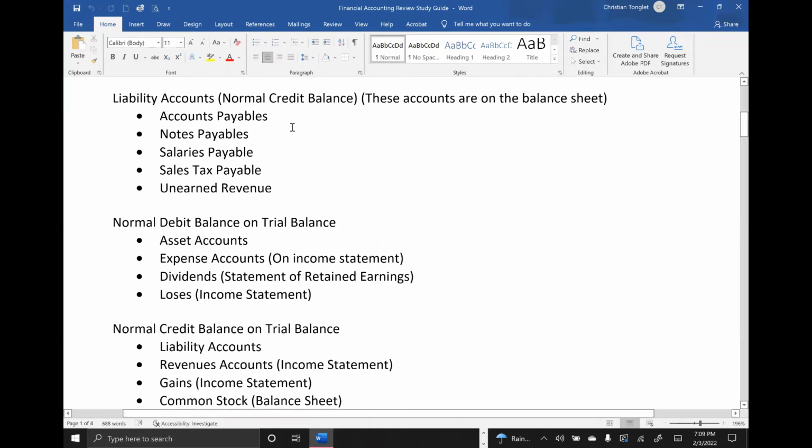And then we have the unearned revenue, which we talked about. Remember, unearned revenue doesn't have payable in it, but remember that it could be something that I have to pay back if I don't do it, or it's just a service that I have to provide.